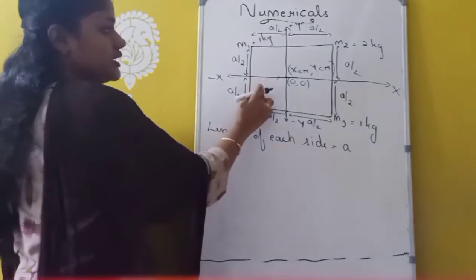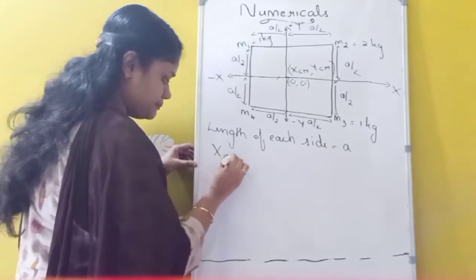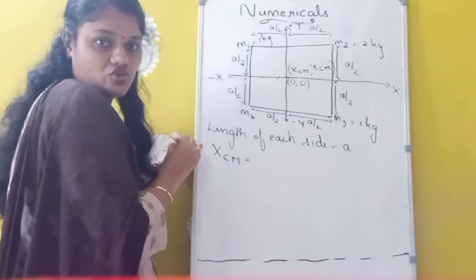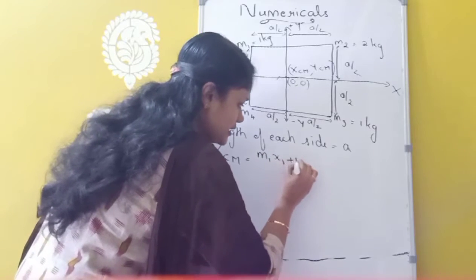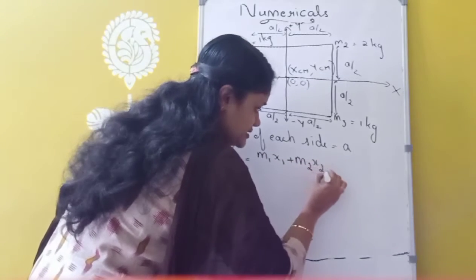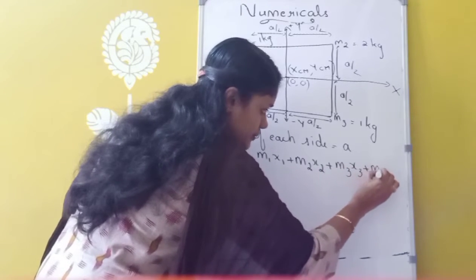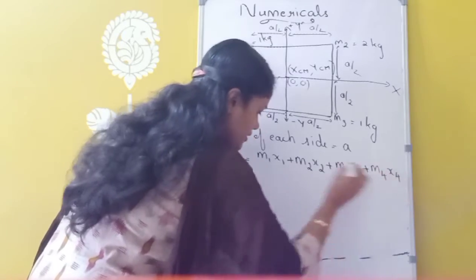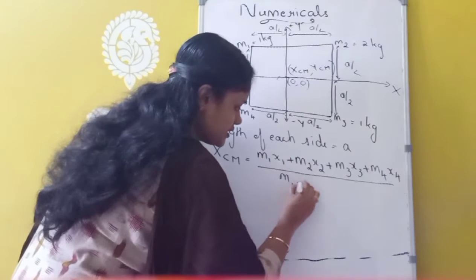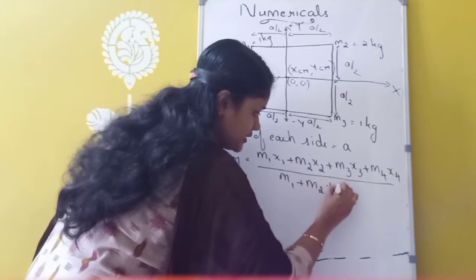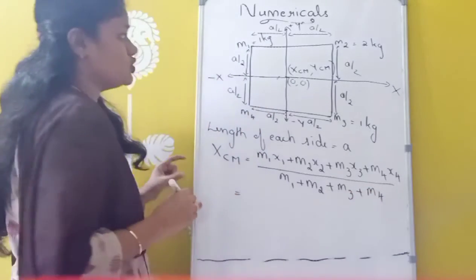Now first of all I have to write xcm, that means the x coordinate of the center of mass. So xcm, so this is a four particle system. So formula already you studied. M1 x1 plus M2 x2 plus M3 x3 plus M4 x4 divided by the sum of all the masses. That means M1 plus M2 plus M3 plus M4.